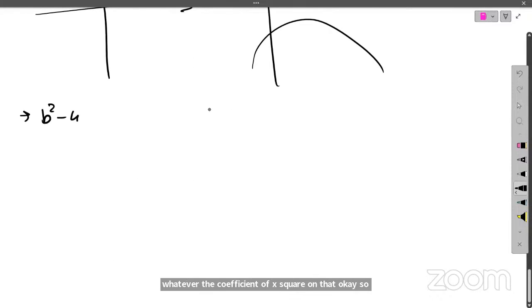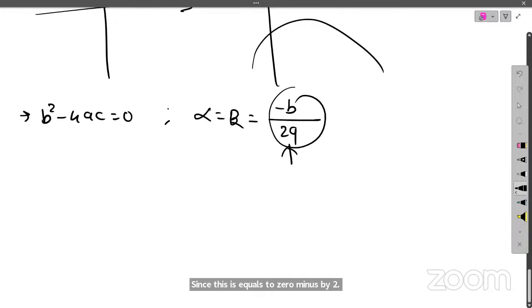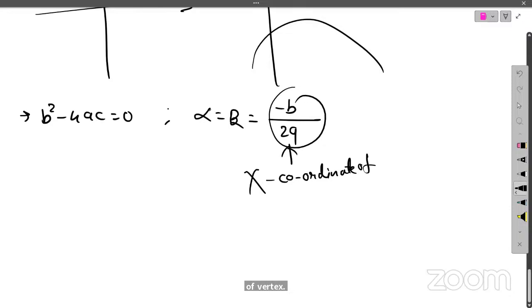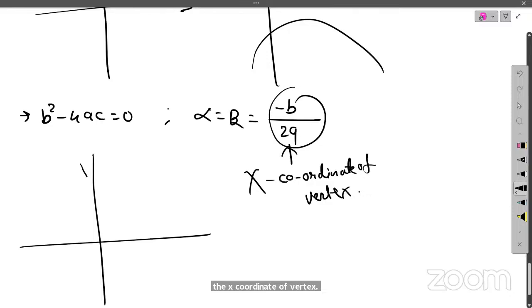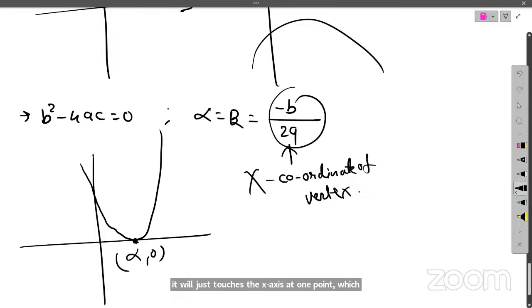If b square minus 4ac is equal to 0, then we can easily compute that alpha is equal to beta, which is equal to minus b by 2a, since the discriminant is 0. And we know that this is nothing but the x coordinate of the vertex. So in this case, our parabola will look something like this. It just touches the x-axis at one point, which is alpha comma 0 or beta comma 0, whatever you want to denote it, or something like this.